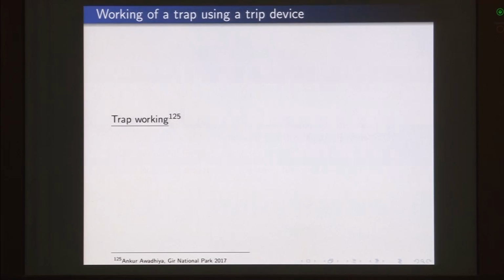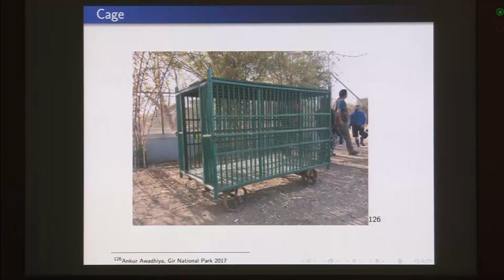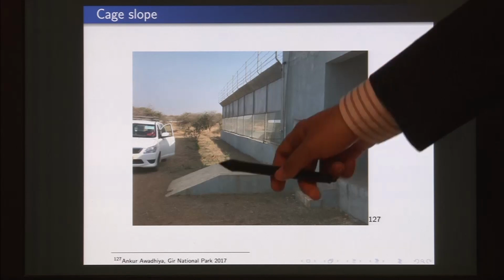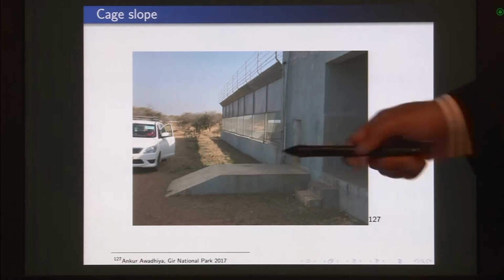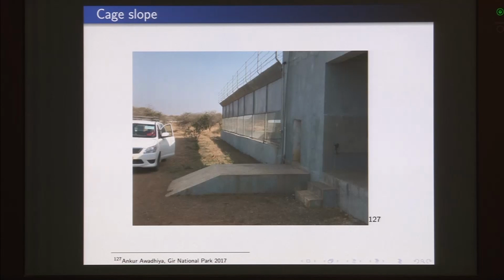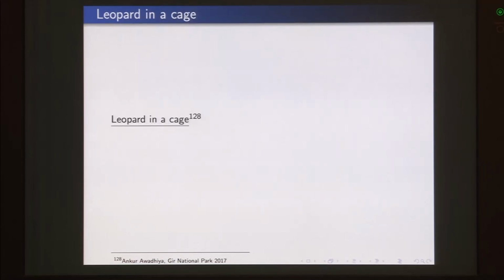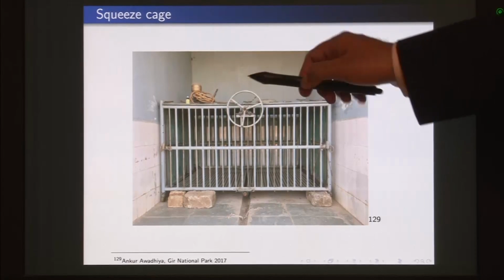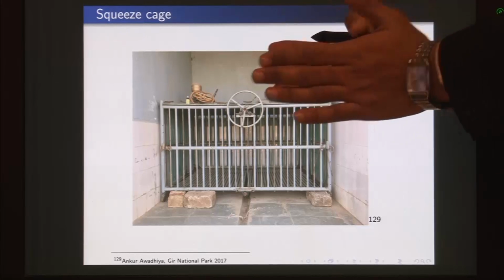So we looked at their advantages and disadvantages, and then we looked at the working of a trip device, cages. Now if you are carrying an animal in a cage, then you require this slope so that your cage can be moved to this small opening, which when opened and you open your cage door, the animal is able to get inside. Next we had a look at the squeeze cage that is used for the handling of animals. So essentially you bring your animal inside here and then you move this wheel so that both of the walls come together.